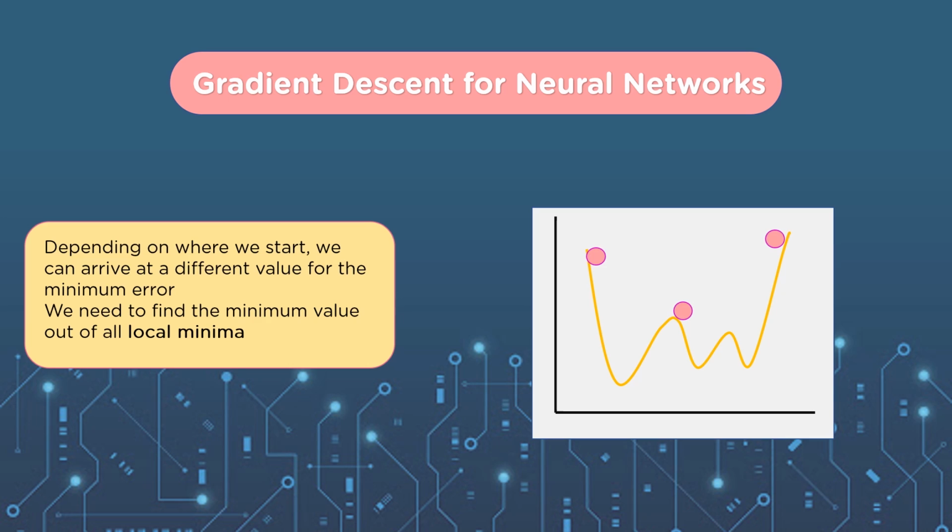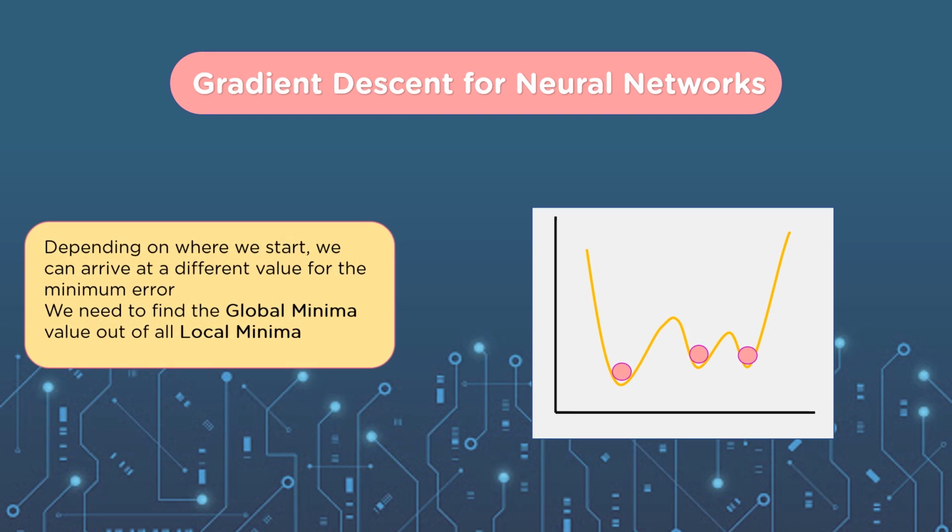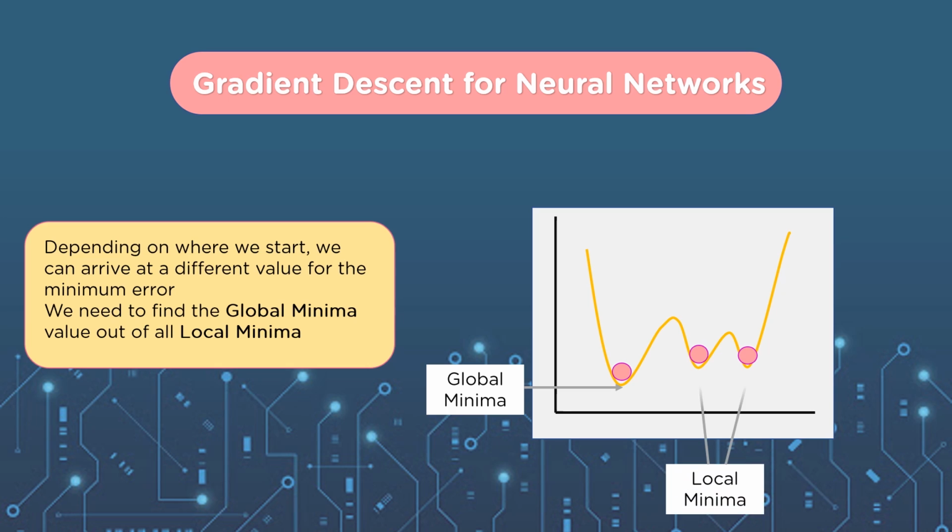When you look at a polynomial regression model as opposed to linear, where we're fitting a curve versus a straight line through the data, you start having multiple minima. And depending on where we start, we can arrive at different values for the minimum error. You can see here we have a global minimum and then two local minima. We need to find the global minimum value out of all local minima.